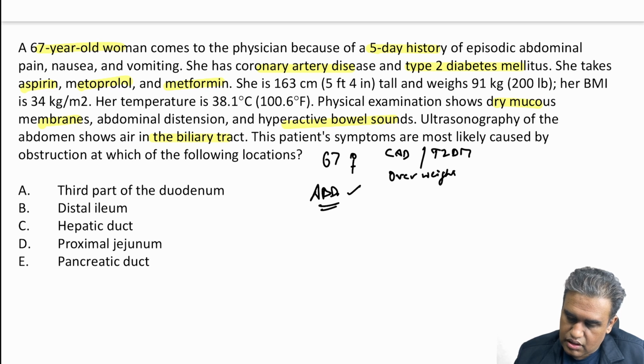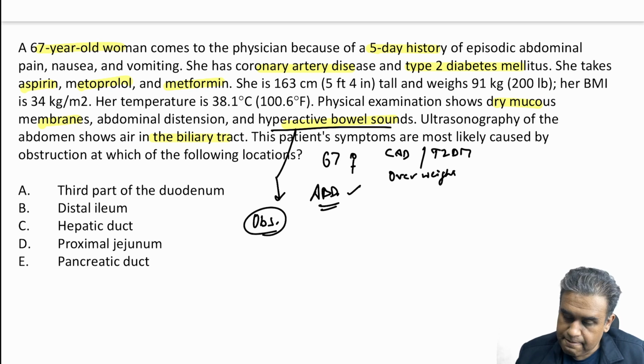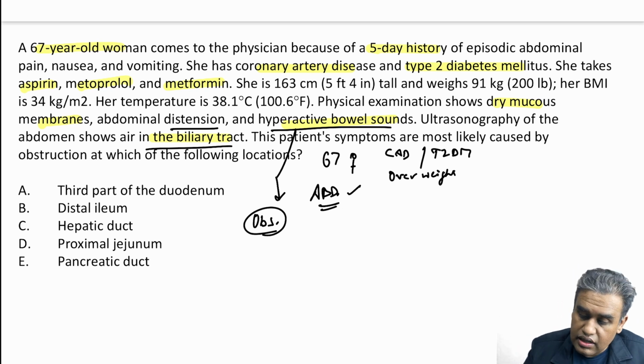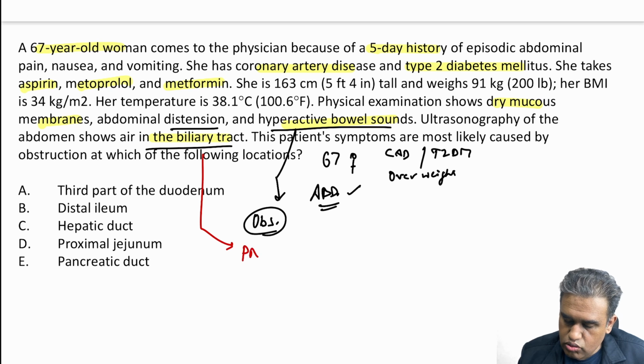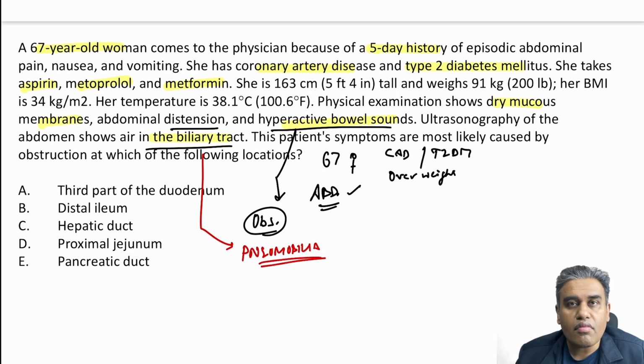Now, temperature is slightly on the higher side. Dry mucous membrane, abdominal distension, hyperactive bowel sounds. Hyperactive bowel sounds tell you what? That there is some intestinal obstruction happening, as well as abdominal distension. Ultrasound shows air in the biliary tract. That is a very abnormal finding, and that is what is known as pneumobilia. Normally you don't see air in the biliary tract.